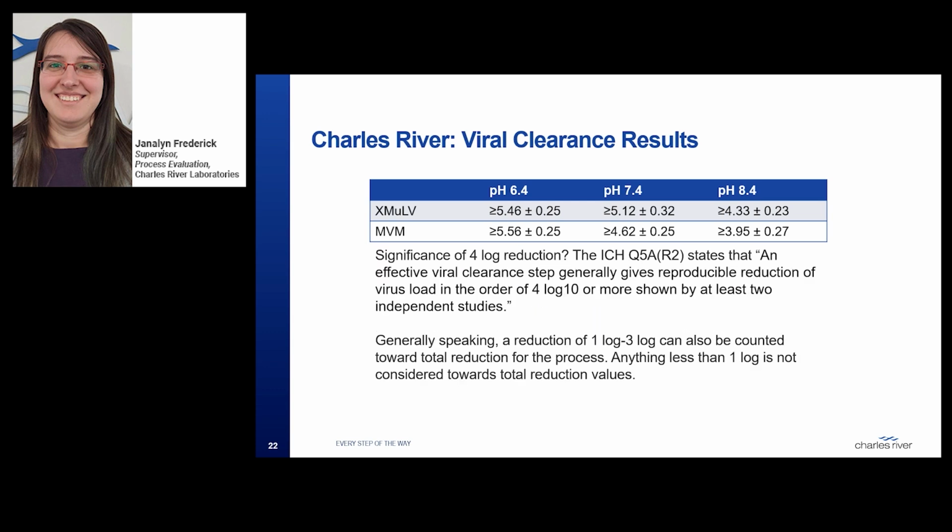What is the significance of a 4 log reduction value? The ICH Q5A revision 2 states that an effective viral clearance step generally gives reproducible reduction of virus load in the order of 4 log10 or more, shown by at least 2 independent studies. Generally speaking, a reduction of 1 to 3 logs can also be counted towards total reduction for the process. Anything less than 1 log is not considered towards total log reduction values.